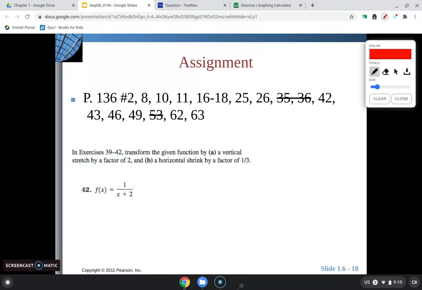All right, let's go through 42 in the assignment here. I'm really looking for you to just tell me what's going on with the function. All right, transform the given function by a vertical stretch by a factor of 2. Well, if I want to do that for A, I would just put a 2 out front. And that's it.